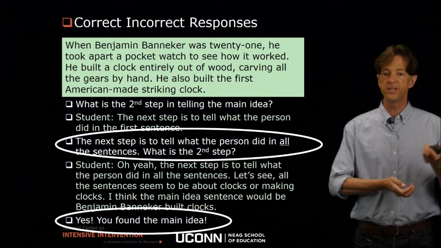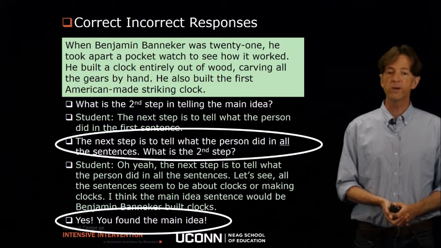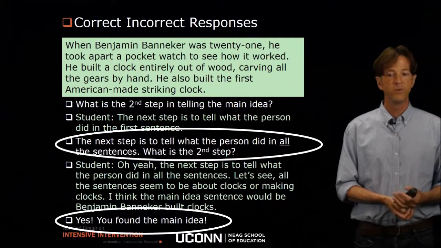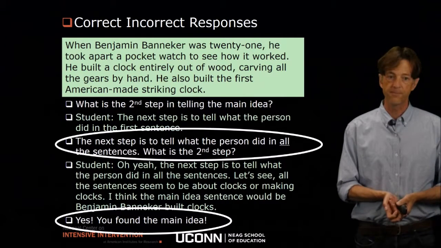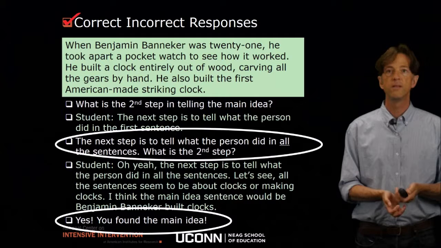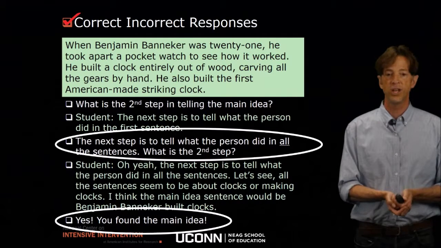Also here you can see that there's an example of affirming correct responses with specifics. We say, yes, you found the main idea. So we'll give that a check for correct.